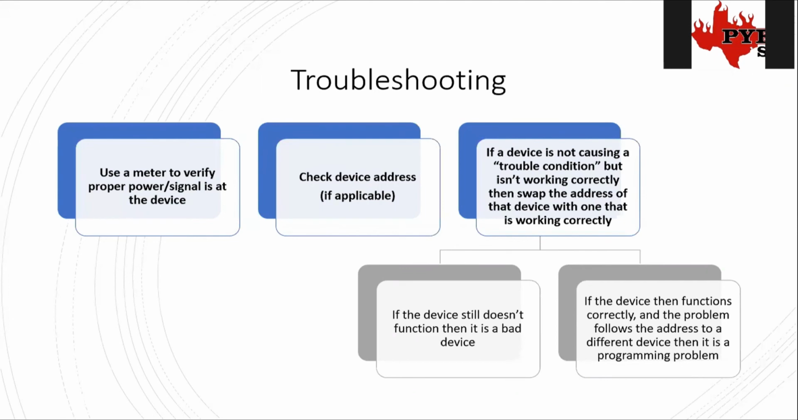And then I have two different points. If the device still doesn't function, even though you've changed its physical location and changed its address to a spot where you know everything was working before, then that means you've got a bad device. If that device functions correctly, but the device you just moved over to the other place now isn't functioning, then the address is the problem, and it's a programming problem. It might not be mapped correctly, or something weird is going on. So that's when you call your programmer.